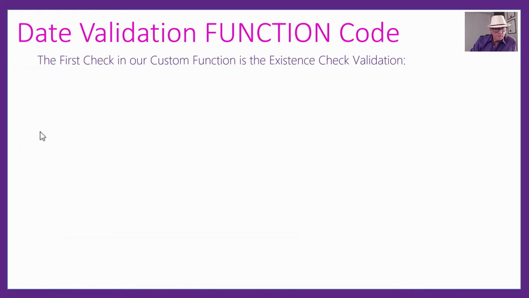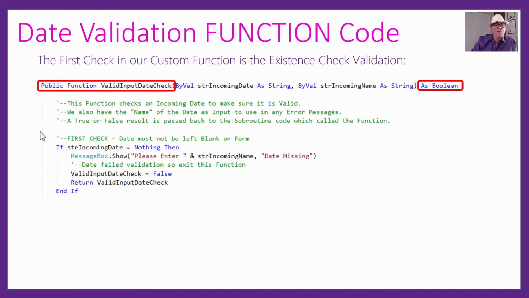Let's have a look now at filling out the meat of that function, the code of what it's going to do. This is where we're coding the actual function. So we've got public function valid input date check. Then right up the end here, which is kind of tricky, well away from here, is what kind of value it is. We're making a Boolean value. That's what this function makes. It makes either a true or a false, and then it returns that back up to the subroutine.